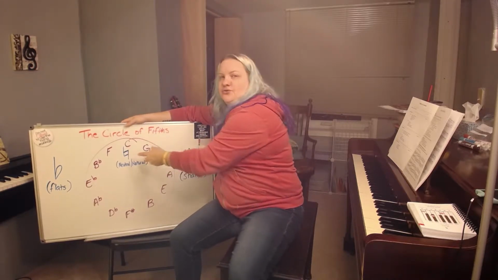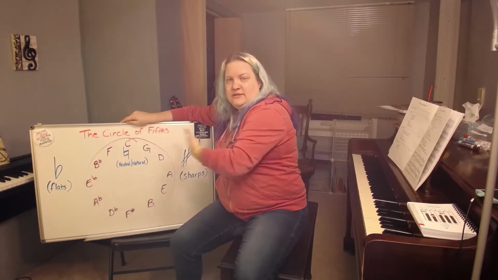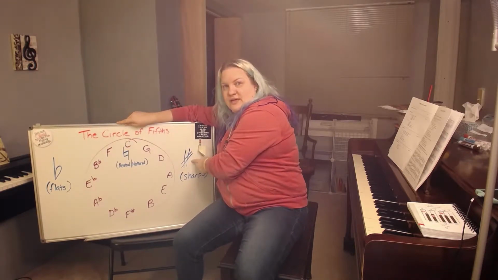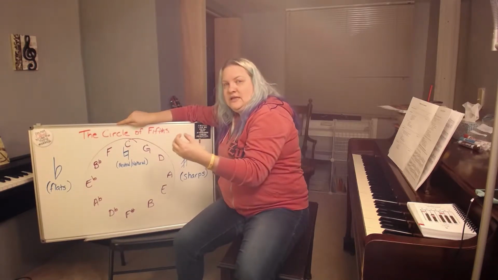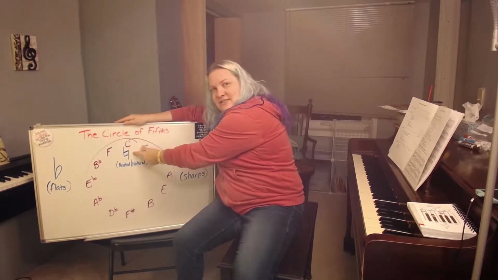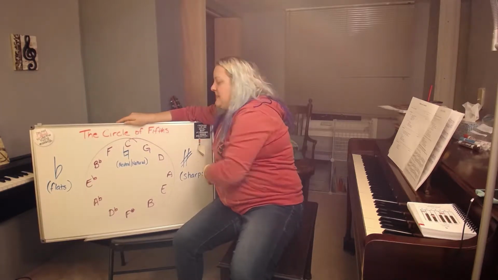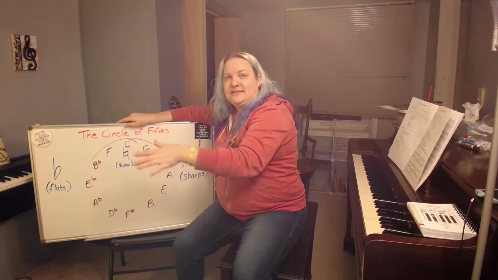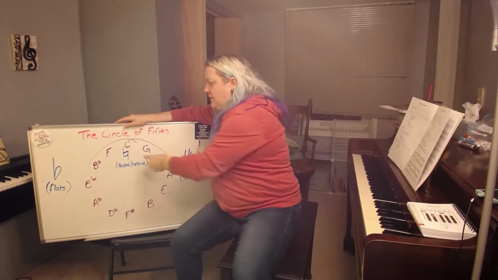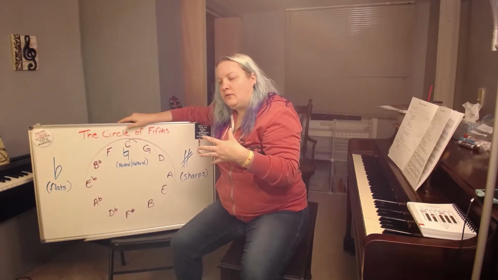But this is a neutral or a natural sign. And basically what it does is it cancels out the other two. So if you see a sharp next to a note in music, and then you see that same note written again, and you see this next to it, that means that note is no longer sharped. So those three symbols kind of come as a set. So even though we're not really going to be talking so much about the neutral, I wanted to include that in there.